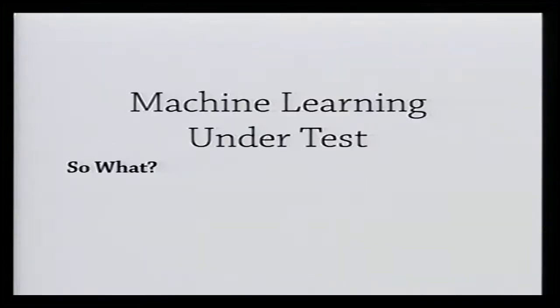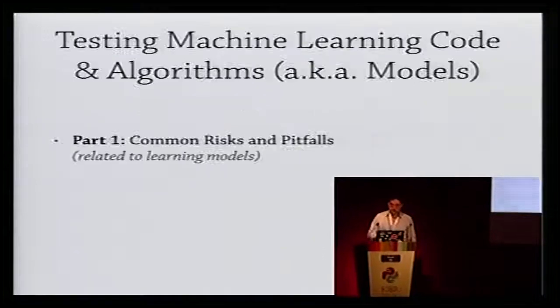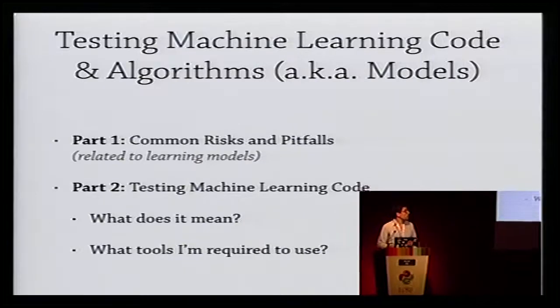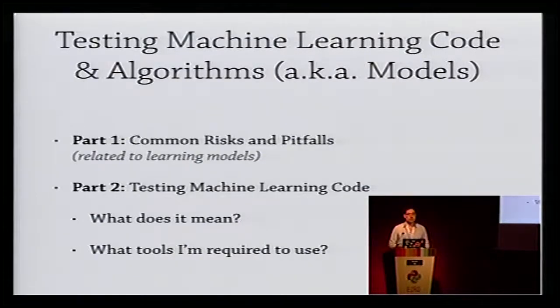So, let's get to the point: machine learning and the test. The presentation is organized in two different parts. In the first one, we're going to understand the common risks and pitfalls related to machine learning and machine learning models, or at least I'll try to introduce some of the topics you should look at. In the second part, I'm going to talk about testing machine learning code, what it actually means, and what tools are required.